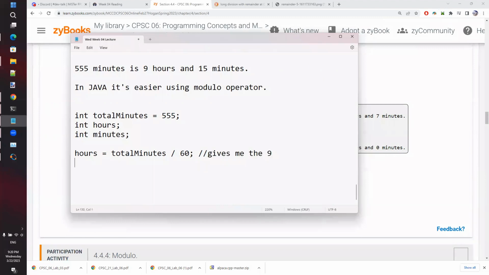Okay. Now, in order to get the leftover, the 15 minutes that's left over, that's actually just the modulo. So for the minutes here, instead of that calculation that I thought about on the previous one, I just do minutes is total minutes modulo 60. And that will give the 15. And that's it.